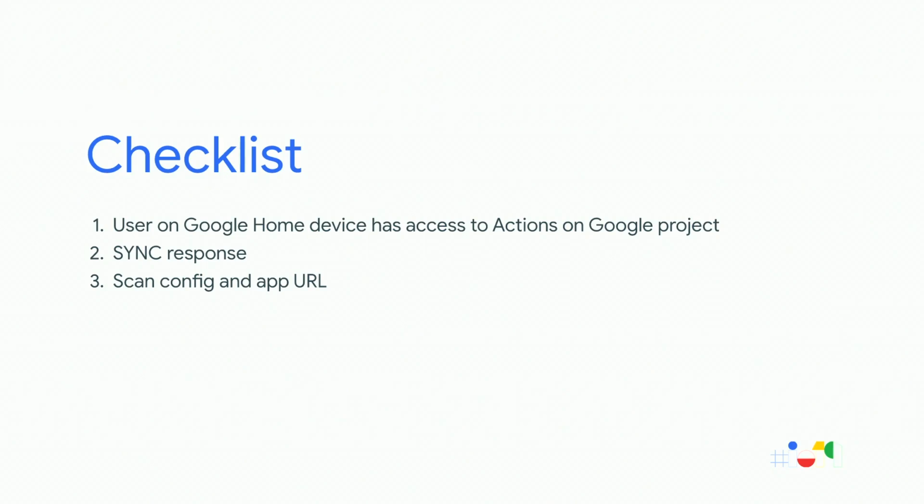Because your Actions on Google Console project is not yet in production, a few things need to be right before your code kicks into action. Let's go through that checklist. Make sure the linked user on the Google Home device has access to your Actions on Google project config. Make sure your sync response is updated and contains at least one other device IDs field filled in. Finally, the scan config and your app URL should be correctly entered in the Actions on Google console.